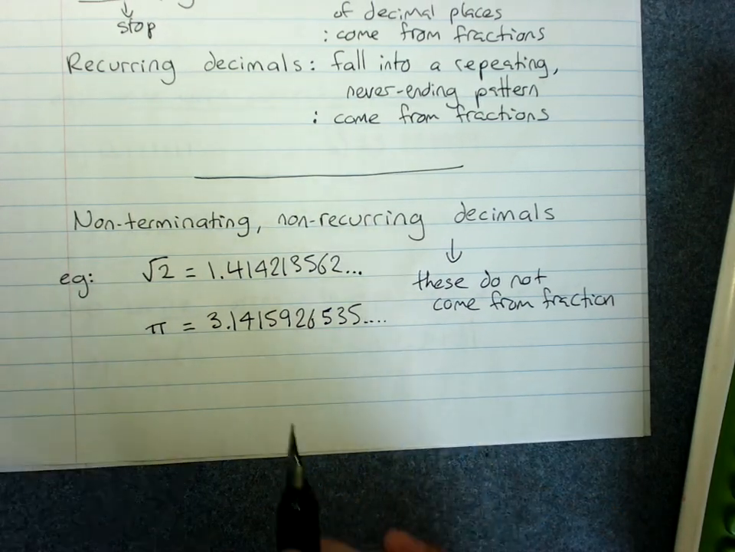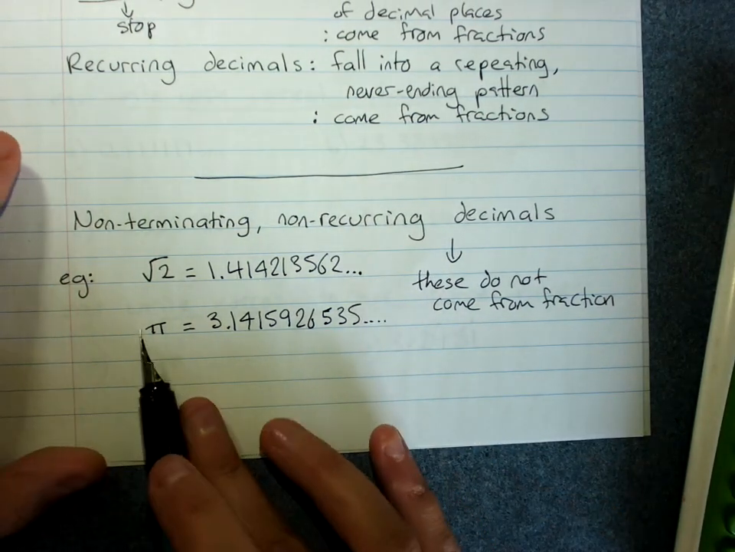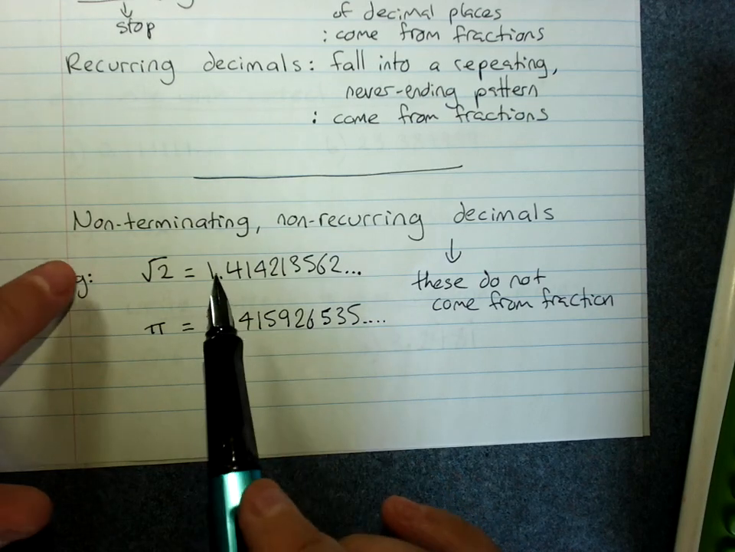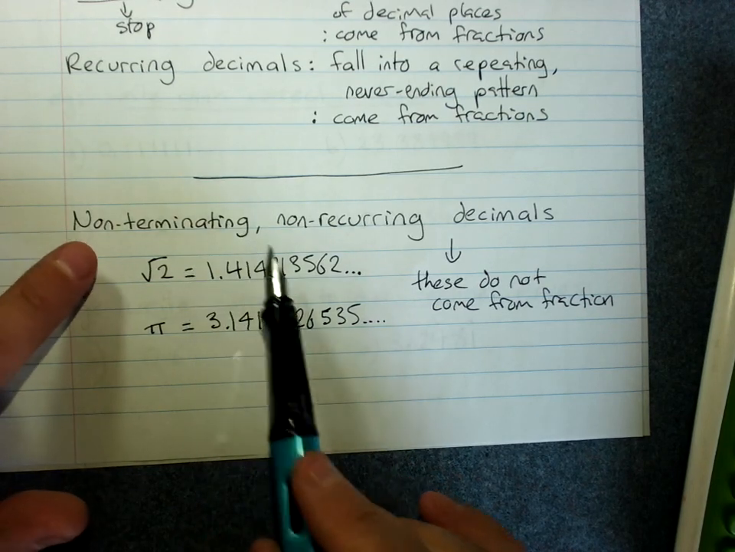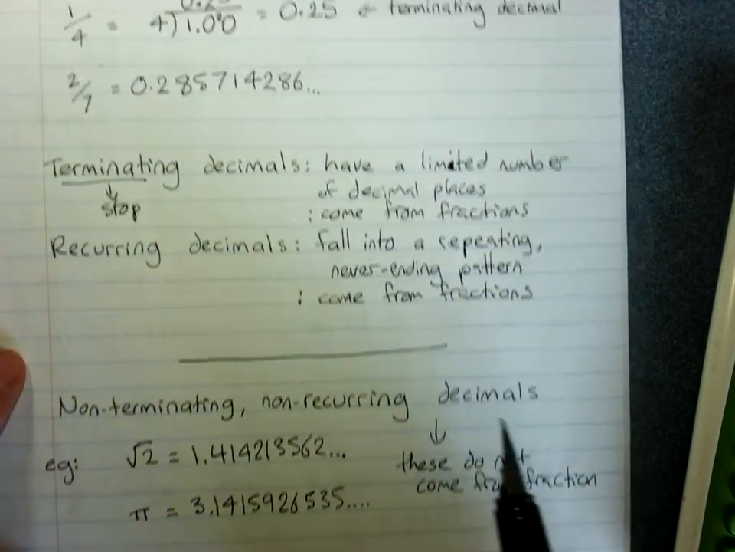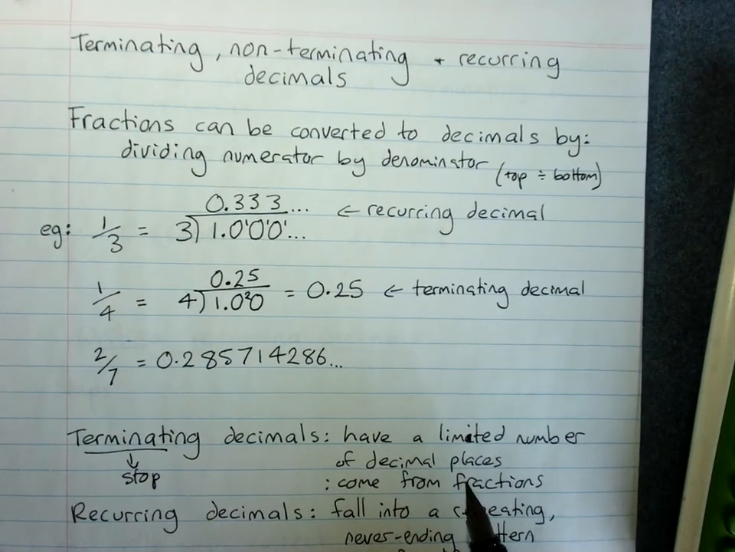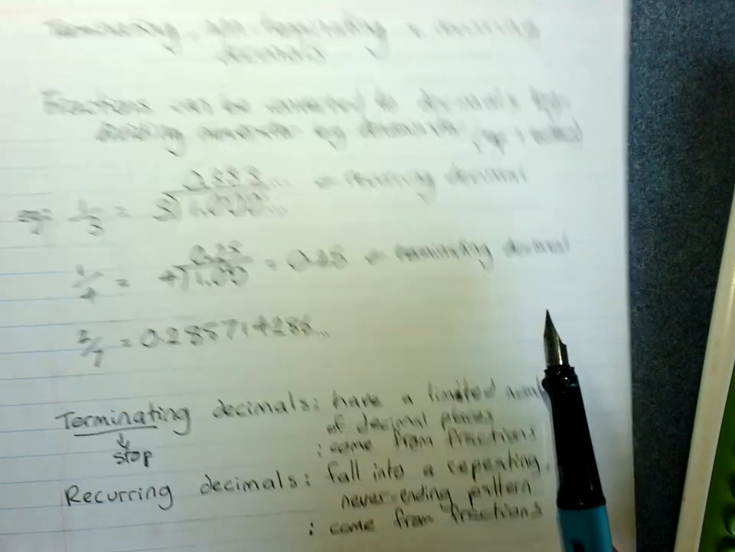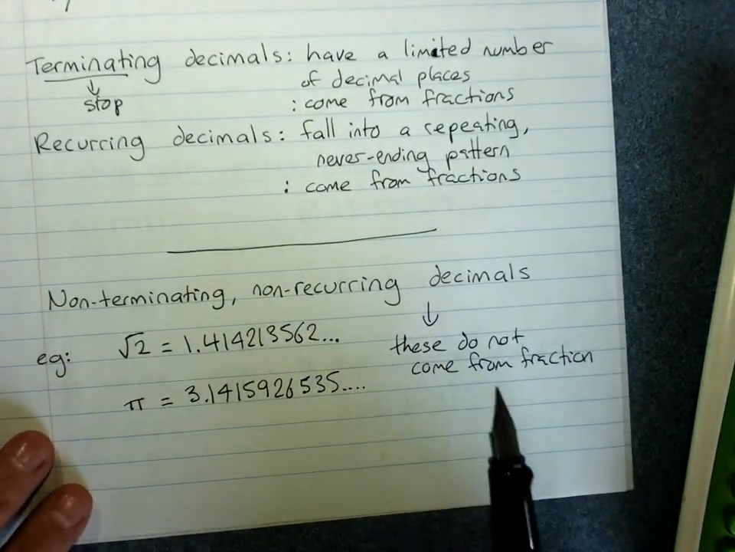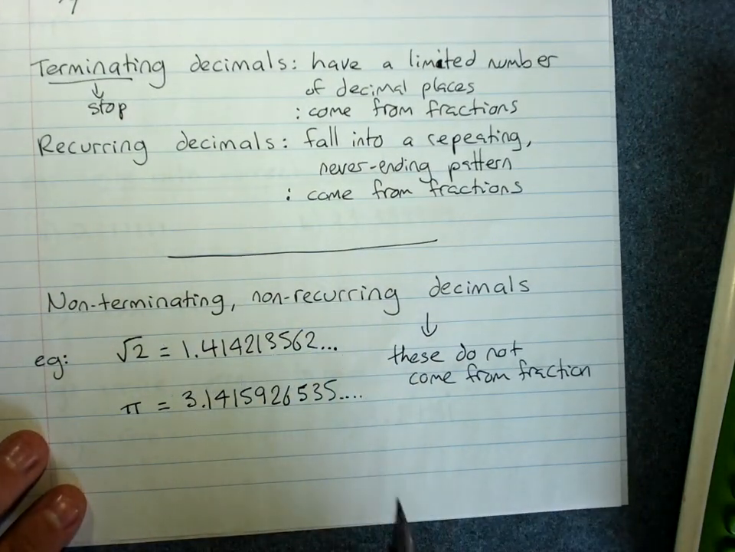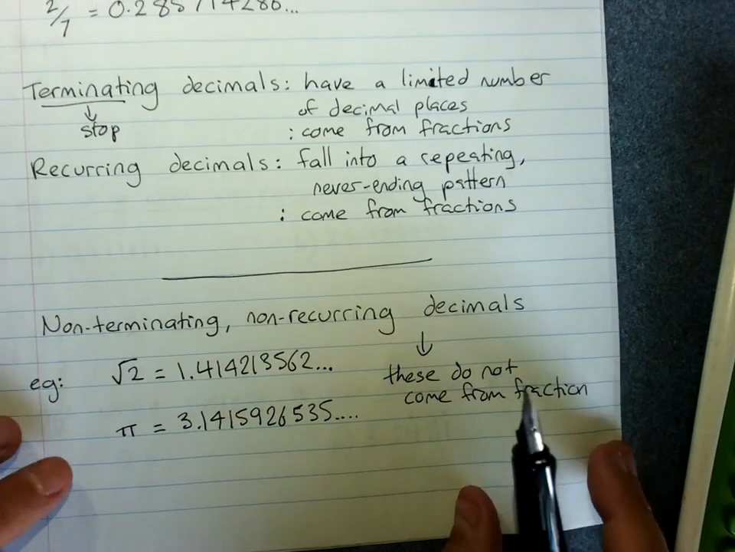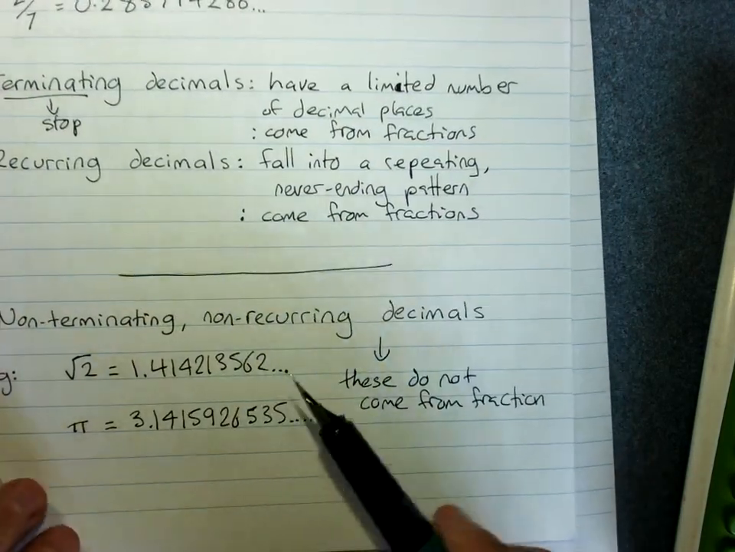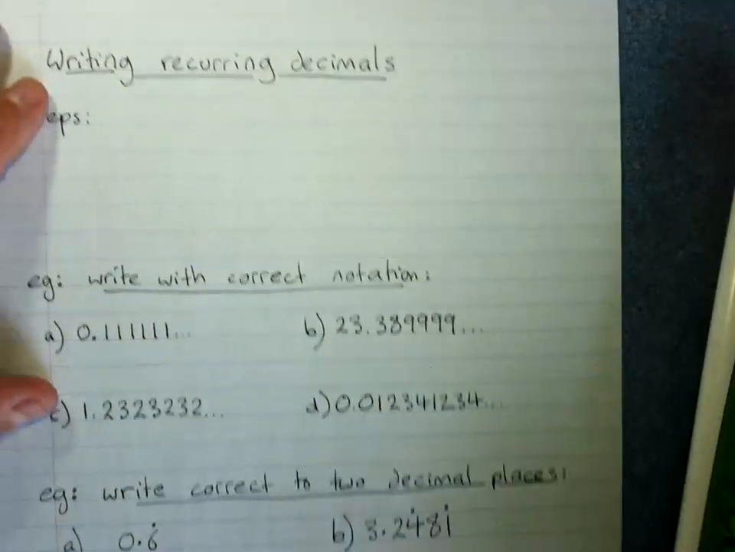Etc. It doesn't come from a fraction, it's just its own number, pi, and it is non-terminating and non-recurring. So there's 3 types of decimals. The 2 that come from fractions, recurring decimals and terminating decimals, and the ones that don't come from fractions. They don't end and they don't start repeating patterns. We'll talk about the name for these later on.